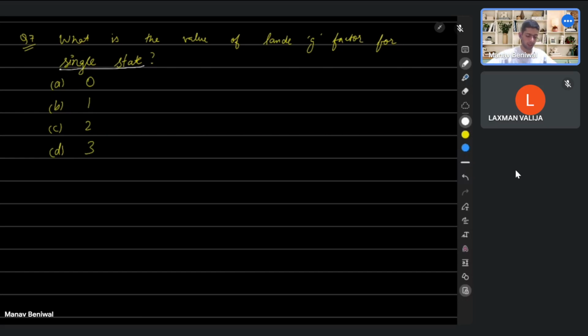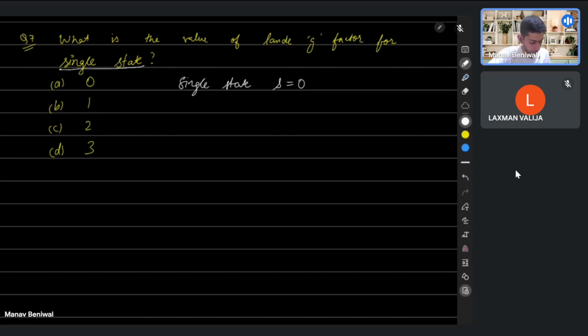So okay, the 7th problem which I am writing here is about the Lande g factor, and we want to calculate the value of the Lande g factor for a single state. So what is a single state? A single state is defined as s equal to 0. This is the definition of a single state.